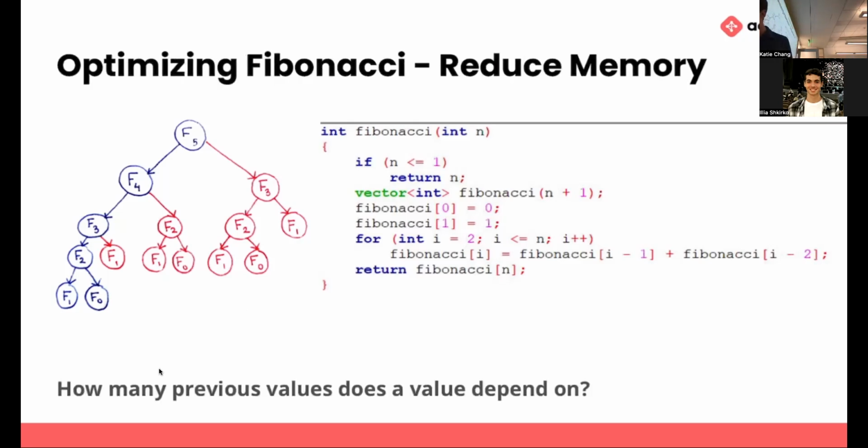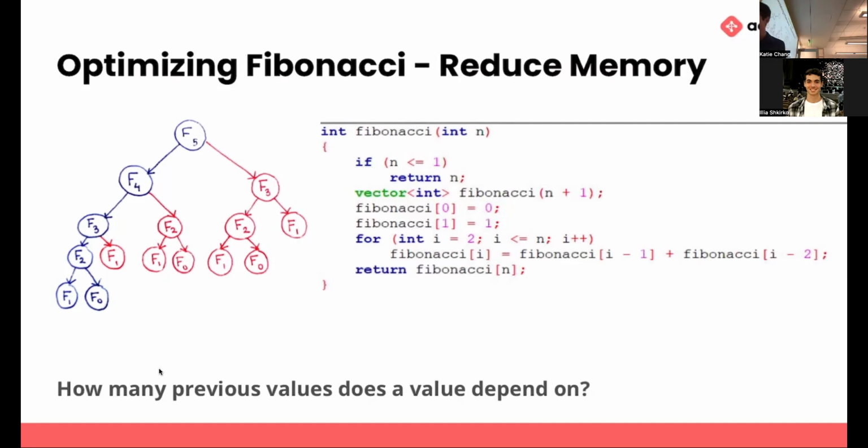Nice. So, as you mentioned before, there is still some waste of memory going on. In particular, we can ask ourselves a question: how many previous values does a value depend on? Well, it's just two. If I know F3 and F4, I can calculate F5. I don't need to know F2, F1, F0. That's all in the past. As soon as I know those two preceding values, I can unambiguously identify the next value.